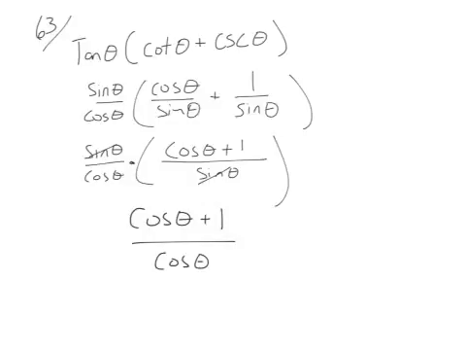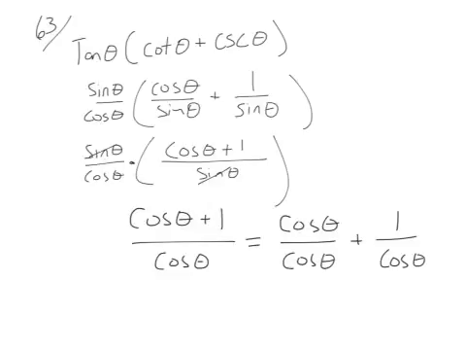And now, just like that last problem, this isn't really intuitive, but I'm going to split this into two separate fractions. I'm going to call it the cosine of theta over the cosine of theta plus 1 over the cosine of theta. And now you can see that cosine divided by cosine is actually 1, and I bet we recognize that 1 over cosine is secant. So our target is 1 plus secant of theta on number 63.